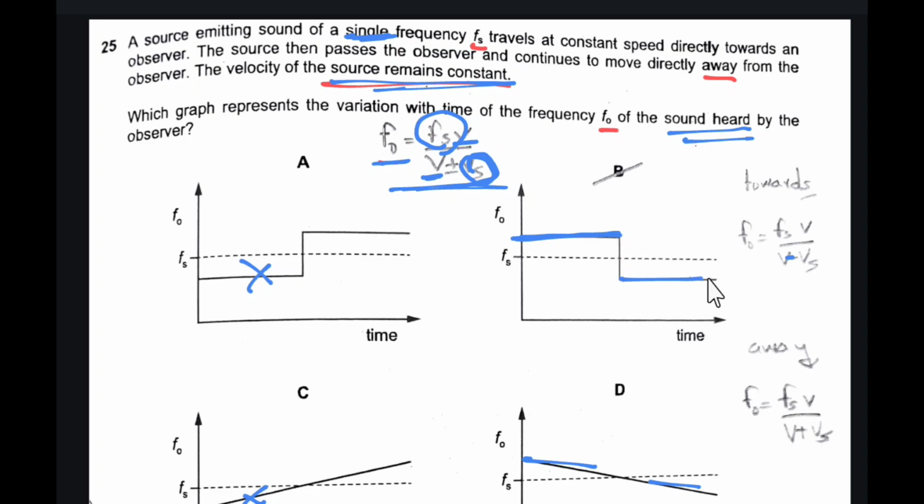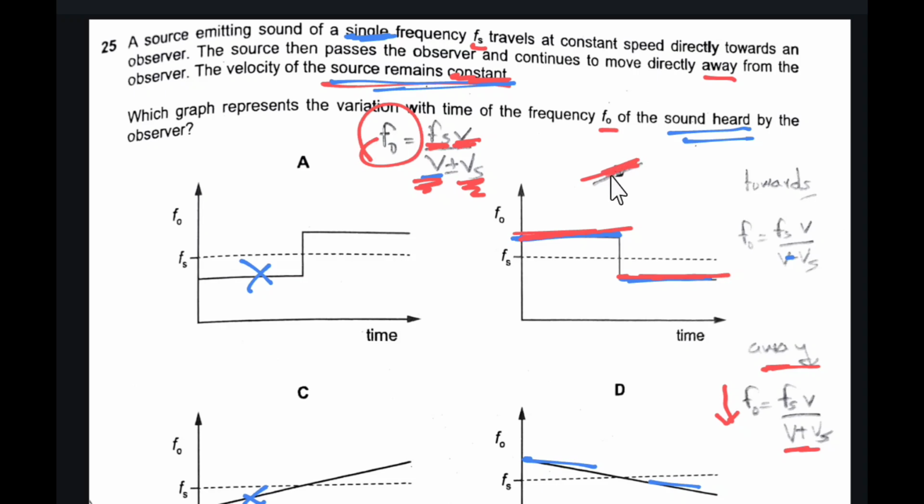Then it would remain constant, there is no increase or decrease. Fs is a single frequency, so it is constant. Speed of sound is constant, speed of the source is constant, so FO would also be constant. Then as it moves away from the observer, it would be plus Vs, that means the denominator is more, therefore FO is less than Fs, so it would be in this place. So option B is correct, and in option D it is increasing and decreasing, so this is wrong.